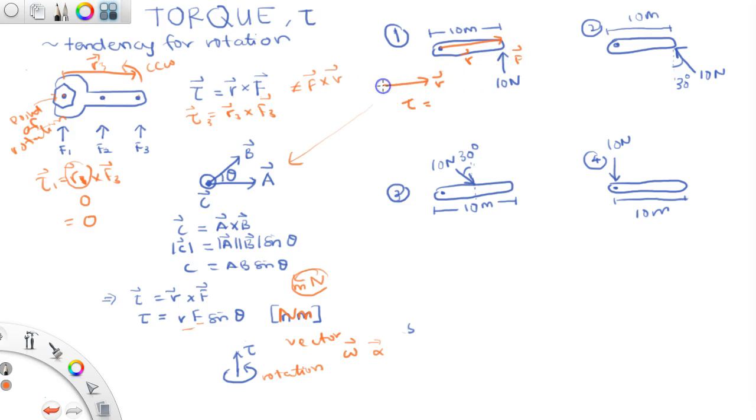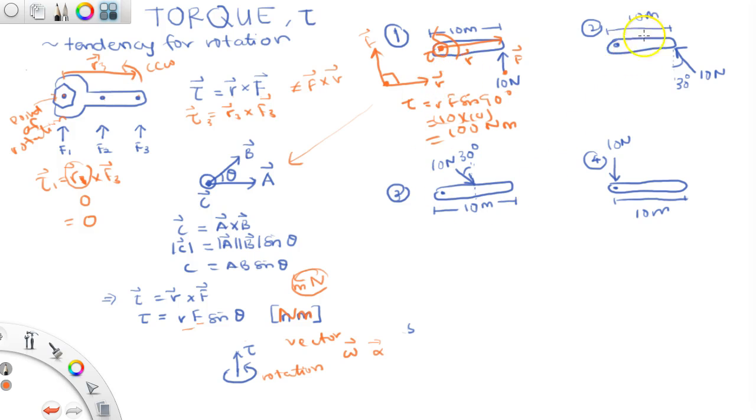You put them so that their tails are connected like this. So this must be connected to this. So you have here the angle 90 degrees. So we have R F sine theta, and here this is 90 degrees. So here 10 times 10, you have 100 Newton meter. And then the direction of the torque: this is the direction of rotation, and your torque is out of the page, by using your right hand rule.